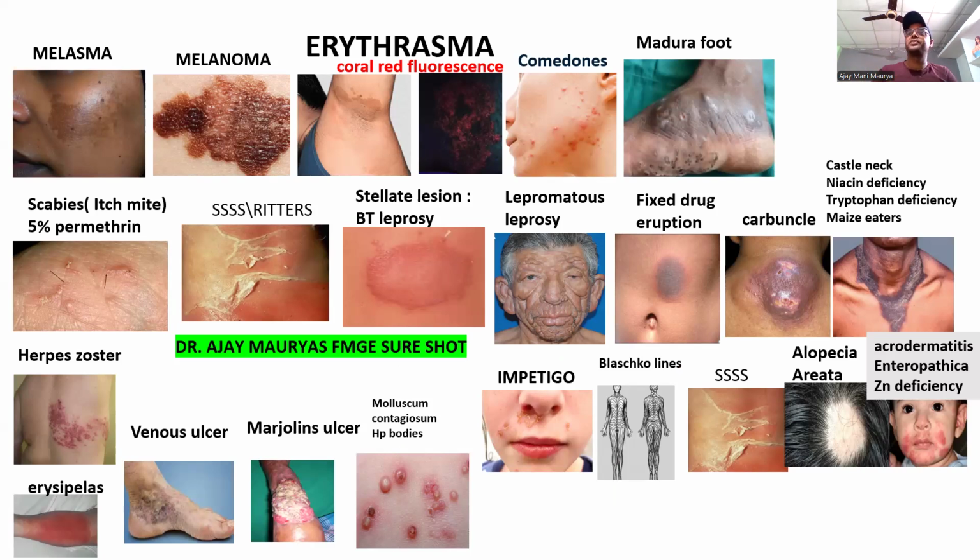Please study this one. This is niacin deficiency, Madura foot, comedones, ichthyosis vulgaris, sterilization in leprosy. The marginal ulcer. Henderson-Paterson bodies in molluscum, erysipelas, herpes zoster. You see here this is scabies, 5% permethrin, melanoma, and erythrasma, the red one. Please remember this one, okay?